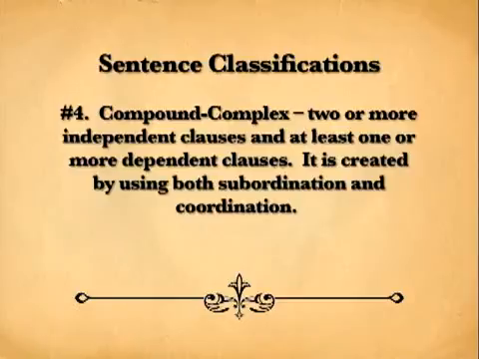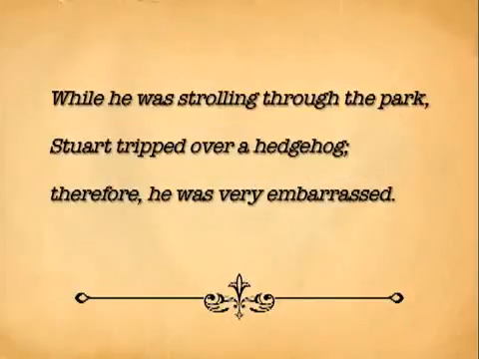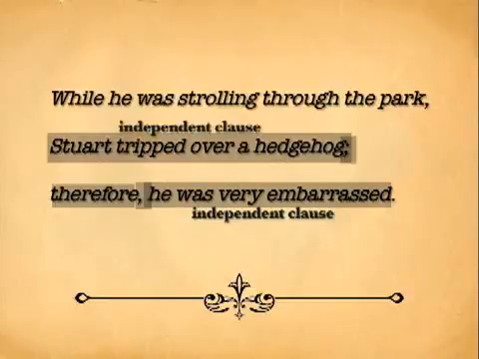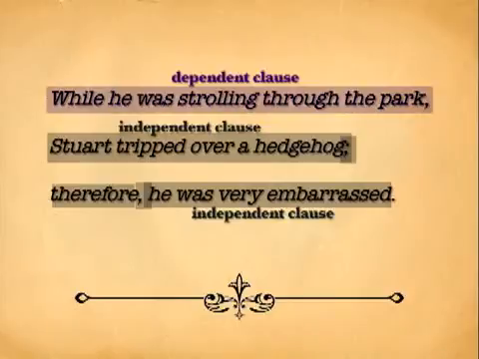The final sentence type combines the middle 2. The final sentence type is the compound complex sentence, which means there are 2 or more independent clauses and at least 1, sometimes more, dependent clauses. And you create a compound complex sentence by using both coordination and subordination. Let's look at an example. While he was strolling through the park, Stuart tripped over a hedgehog; therefore, he was very embarrassed. Our coordinating device is the semicolon, conjunctive adverb, and a comma. He was very embarrassed is our second independent clause. The first independent clause, Stuart tripped over a hedgehog, also has a subordinate element, an introductory dependent clause, while he was strolling through the park.